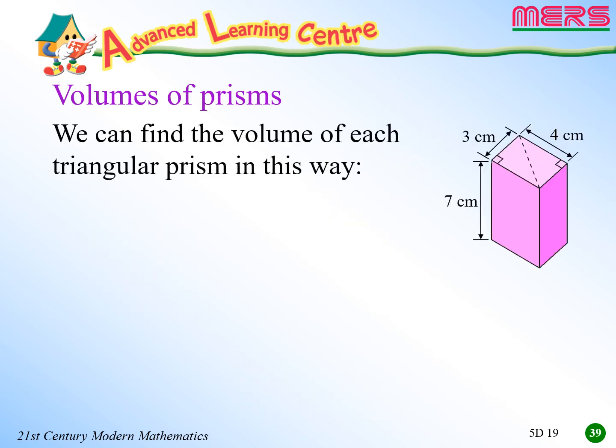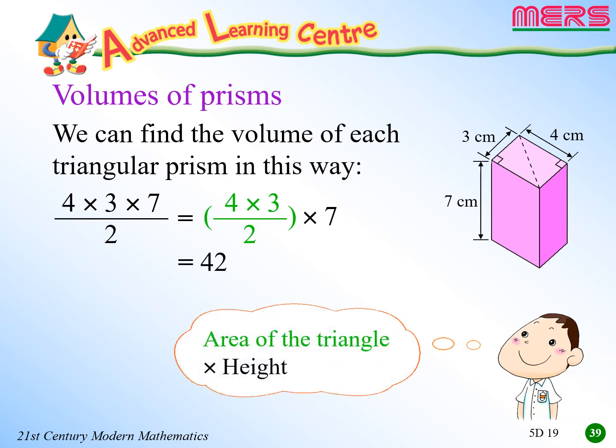We can find the volume of each triangular prism in this way. First, find the volume of the cuboid first. That is 3 times 4 times 7. That is the volume of the cuboid only. And you have to divide it by 2. That is 3 times 4 times 7 and all divided by 2. That would be the volume of the triangular prism. The volume of the triangular prism is 42 cubic centimeter.